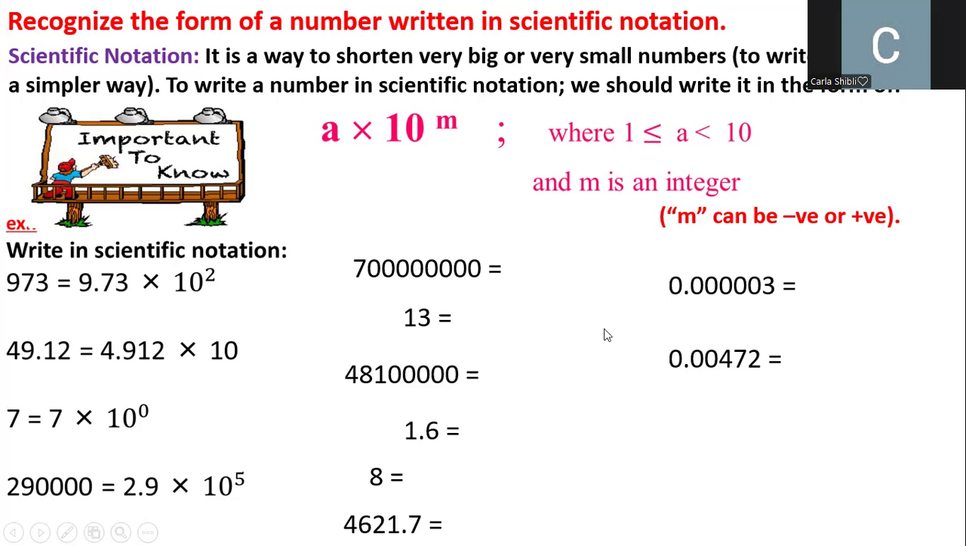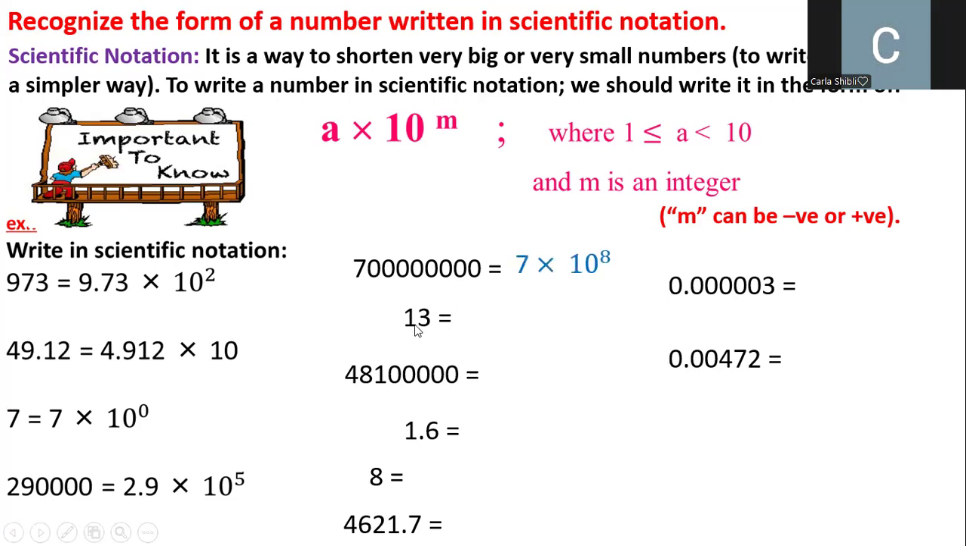Let's solve these together. The first number, is it between 1 and 10? No. Let's make it between 1 and 10. So the point should be written here. So it's 7.00000. So I write it as 7. How much did I move the point? 1, 2, 3, 4, 5, 6, 7, 8. So it's 7 times 10 to the power 8.